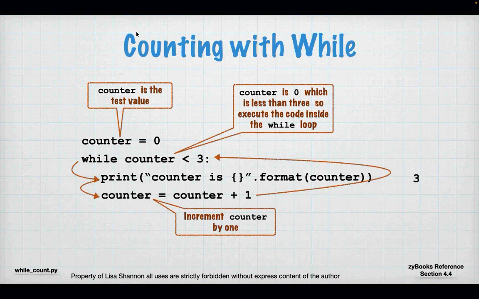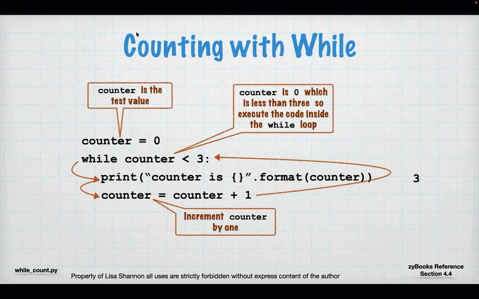When I'm in the loop, I'm actually going to change the value of counter. I'm going to increment it by 1, which will then go back up to the top of the loop, evaluate it, go through the loop, increment it by 1. You have to remember to increment.